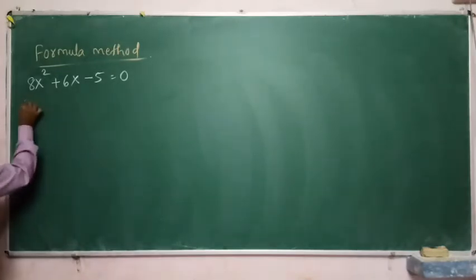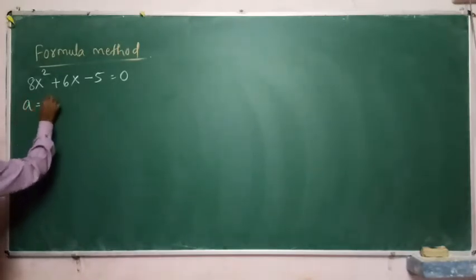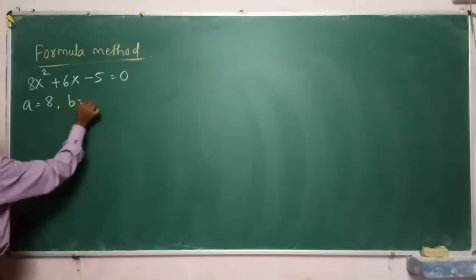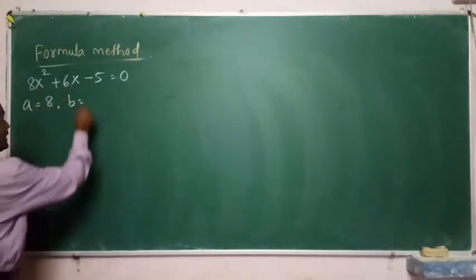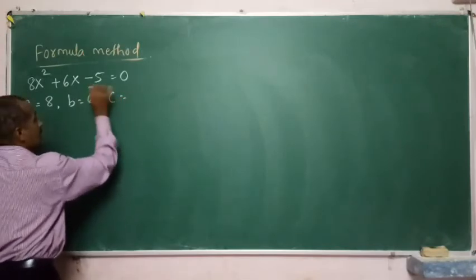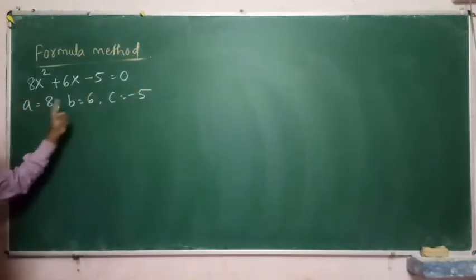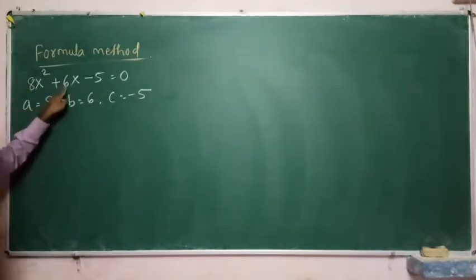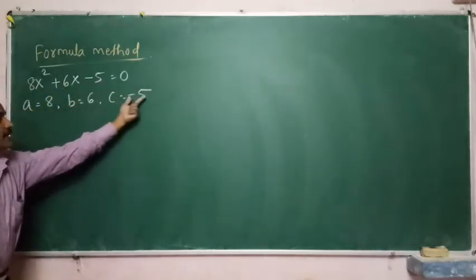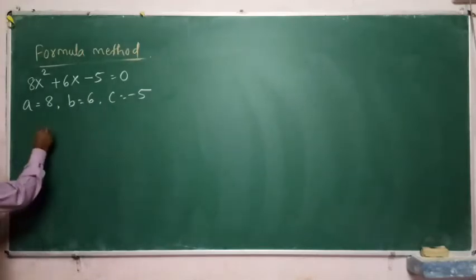Okay, I should know the values of a, b, c. A is equal to 8. B, I have to write including the sign. B is plus 6. C is minus 5. A, B, C. Coefficient of x square is a. Coefficient of x is b. The constant is c.